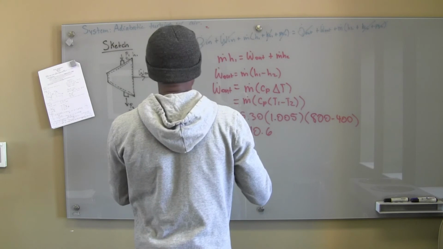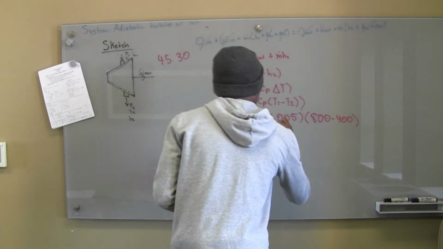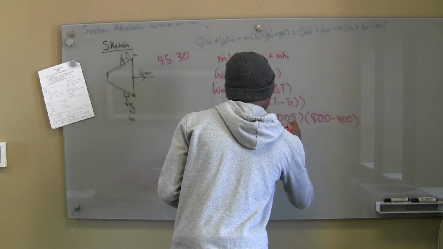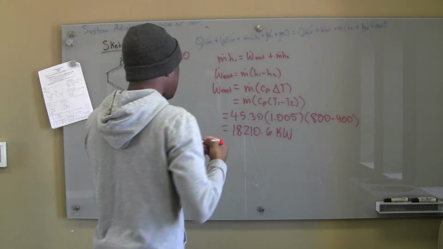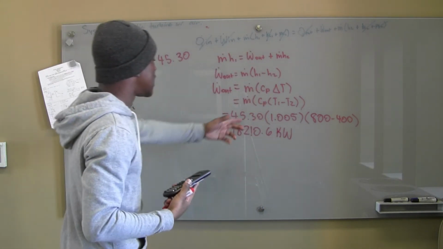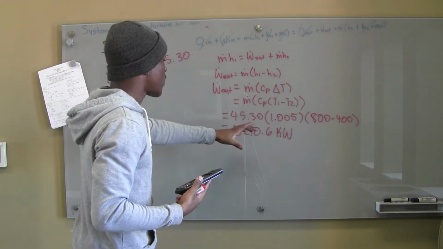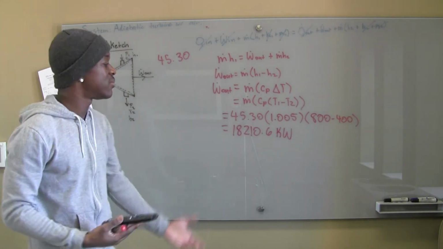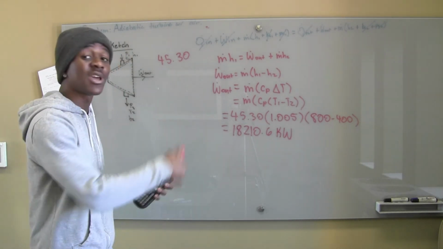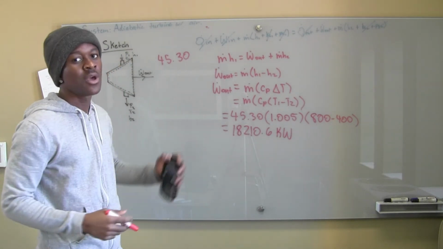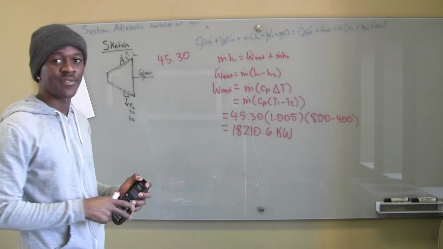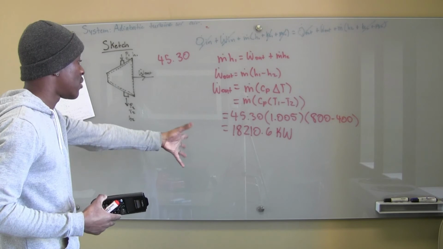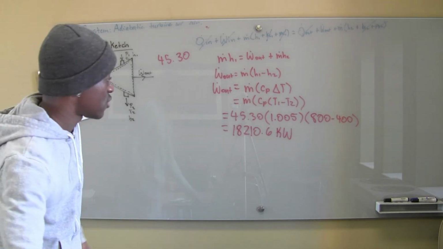18,210.6. And that should be in kilojoules per second. So kilowatts. Not to go too much into that, but just know it's kilowatts, okay? You can test out the units and everything, just know that it's kilowatts. I'm very confident of that. So this is our second answer. You should get something around this answer, right?